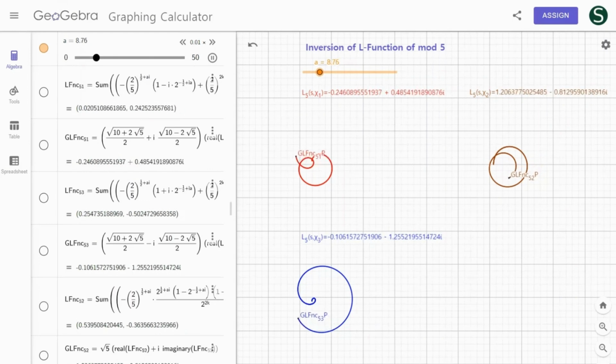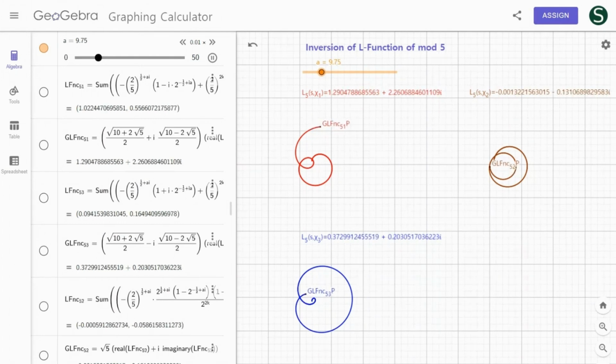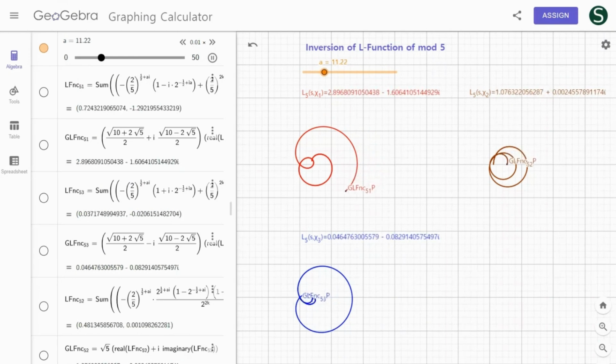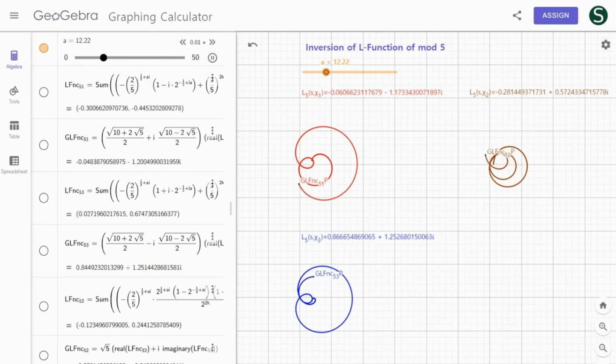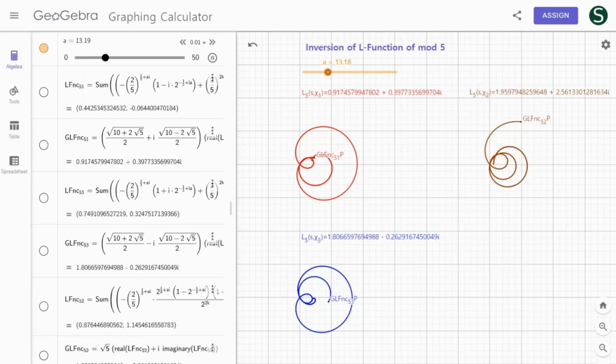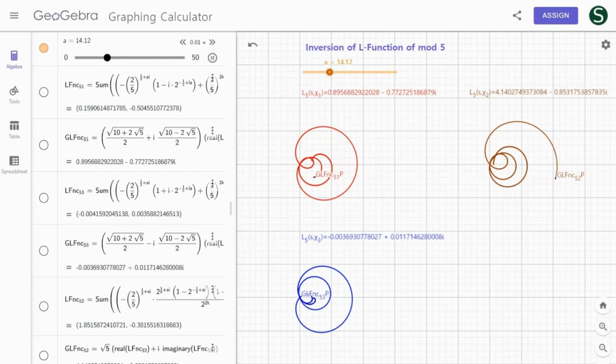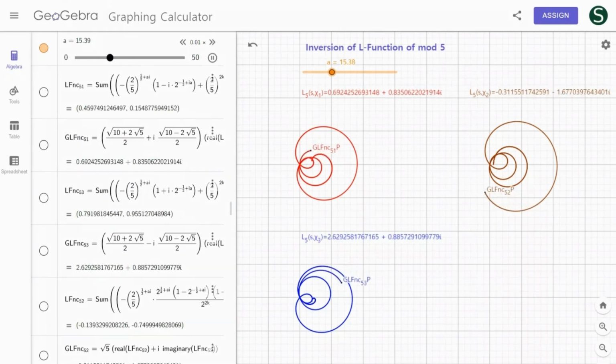Chi1 is the subordinate zeta functions 5,1 plus 5,2 i minus 5,3 i minus 5,4, and chi3 is the subordinate zeta functions 5,1 minus 5,2 i plus 5,3 i minus 5,4. Chi2 is an even character, and the subordinate zeta functions 5,1 minus 5,2 minus 5,3 plus 5,4.